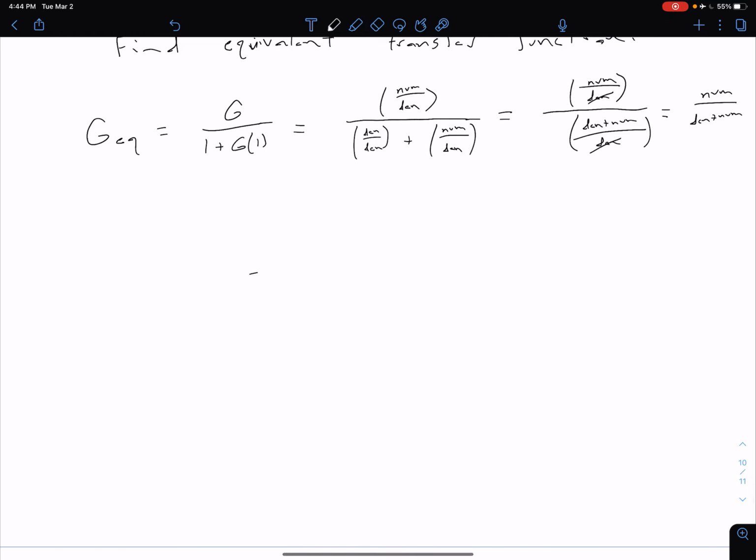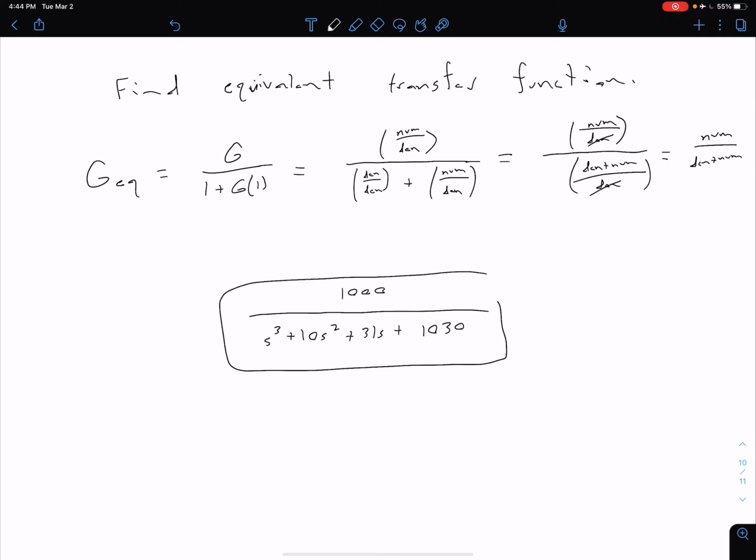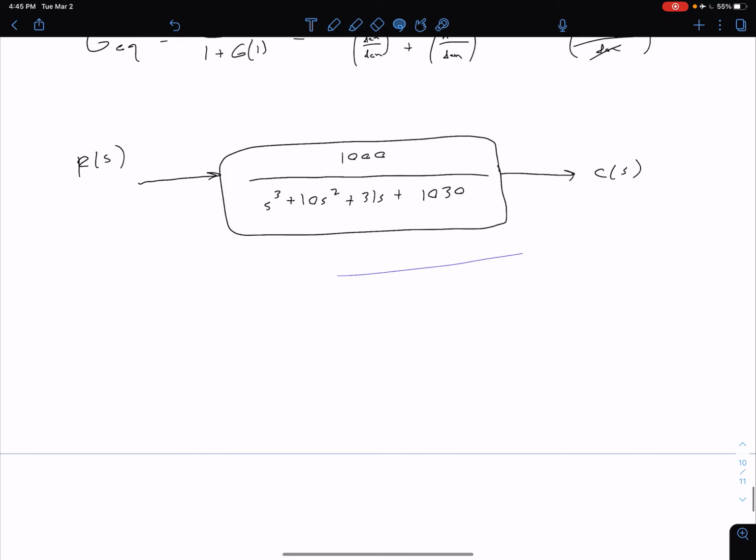So if we do that for this case, we can see that we're going to have an s cubed plus 10s squared plus 31s. We would have a plus 30, and then we're going to add the numerator, which was 1000. So our overall constant value here becomes 1030, and then we just have the numerator up here of 1000. And so this is going to be our overall equivalent transfer function. We have our output C of S on the right and our input R of S over here on the left. Okay, so now that we have made our equivalent transfer function, we're ready to make our Routh table.